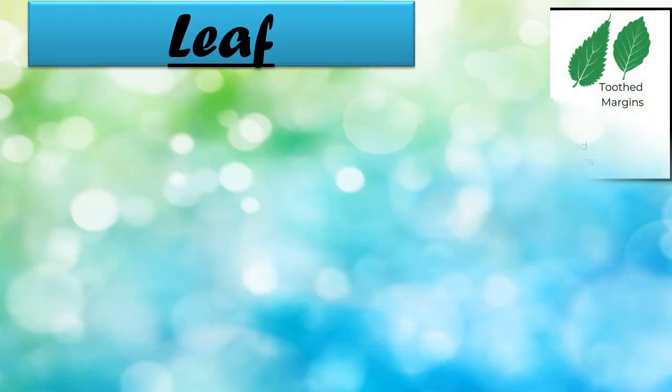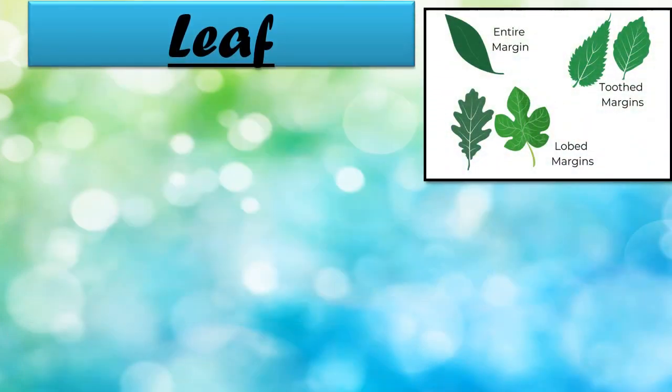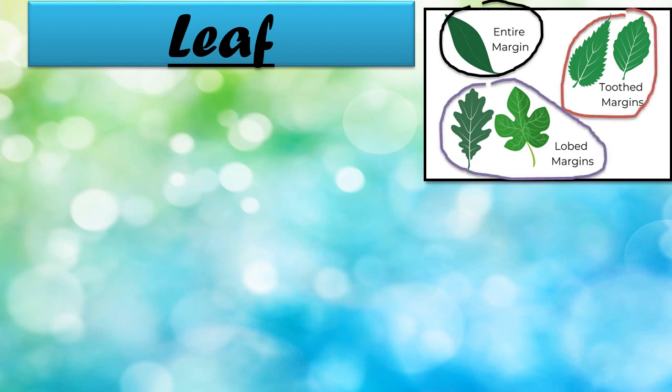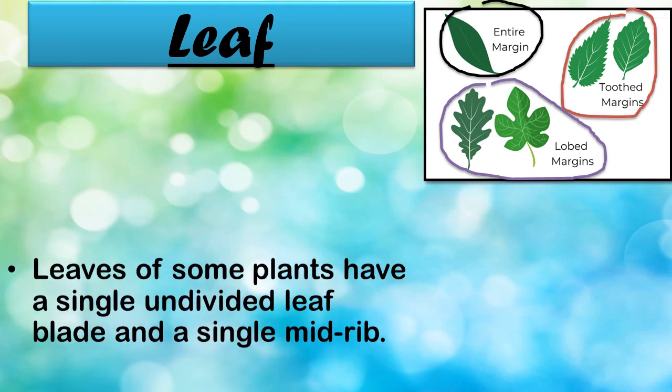Okay, now next, these are the different kinds of leaf margin, that is, the entire margin, and next is a toothed margin or branch like, and third is a lobed margin. You can observe the three different types of margin of a leaf.